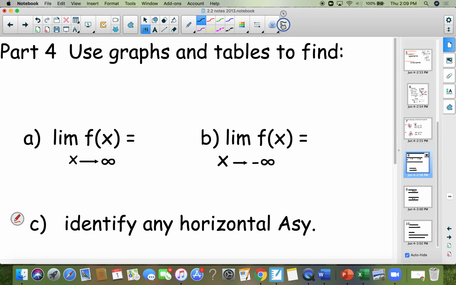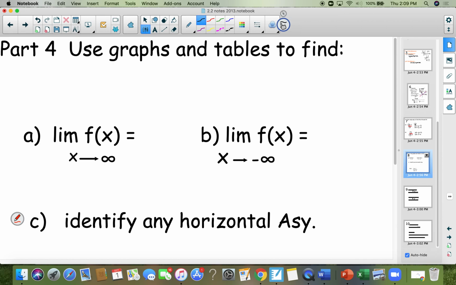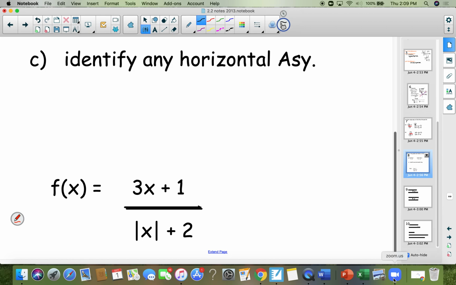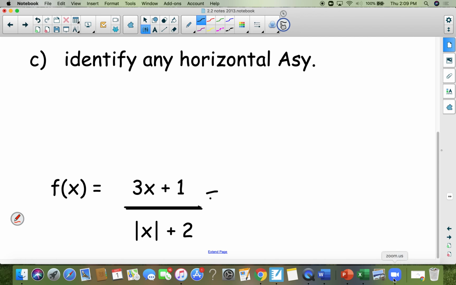We are at 3 to go. Use graphs and tables to find the limit of f of x as x approaches infinity and negative infinity, and identify any horizontal asymptotes. Here's the equation, which I should have put way back up at the top, but it's way down at the bottom. Again, if you had time, you could graph this, but I want to make sure I get done with these notes because this is getting recorded right now.